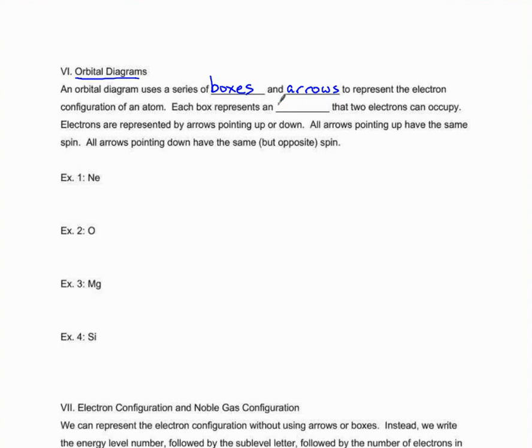Each box represents an orbital that 2 electrons can occupy. Only 2 electrons per orbital. Orbital is represented by a box. The electrons are represented by arrows, and those could be pointing up or down. So every arrow that points up would have the same spin, maybe clockwise, and then every arrow pointing down would have the same spin as each other, but an opposite spin from the arrows that point up.